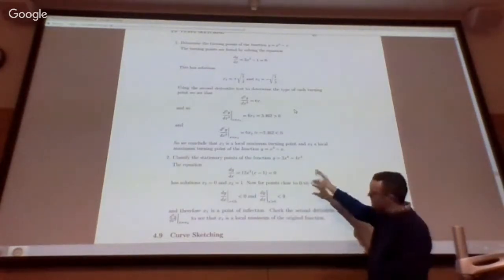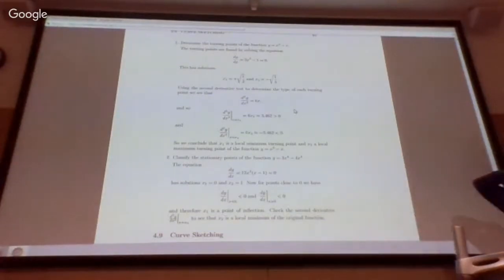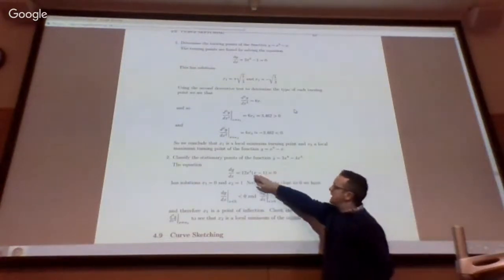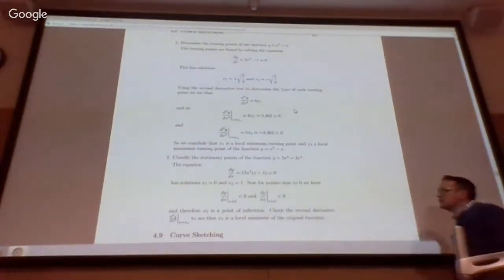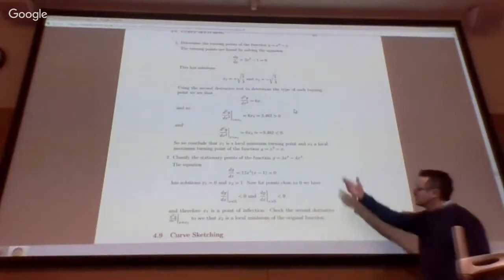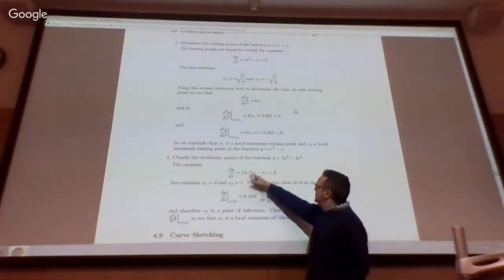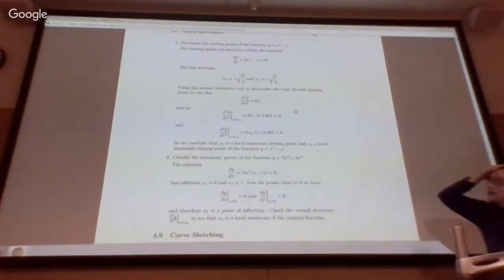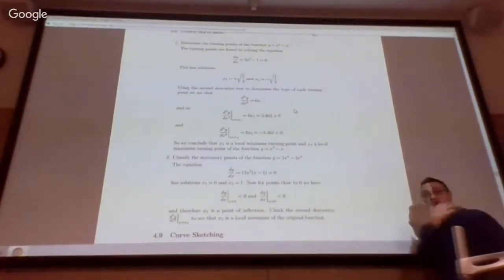There's a second example outlined there, but it pretty much goes through exactly the same steps. Okay. It's a polynomial equation, so we take the first derivative. It's a bit more complex here. It's higher order. The first derivative will be 12x cubed minus 12x squared. We want to solve that equal to 0.